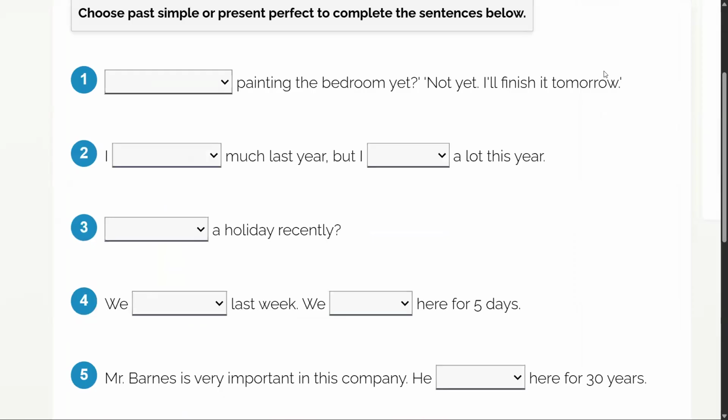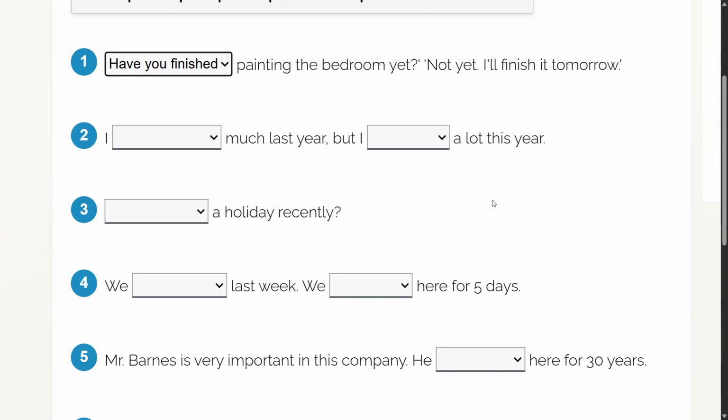So, Alejandro Condori, good morning, please. Number one, could you read the sentence? And if you can do it in that time, you can choose it. But please, read the sentence. Okay, so read all the sentence. Have you finished painting the bedroom yet? Not yet. I'll finish it tomorrow. Okay, so we are going to see later. Number two, please.